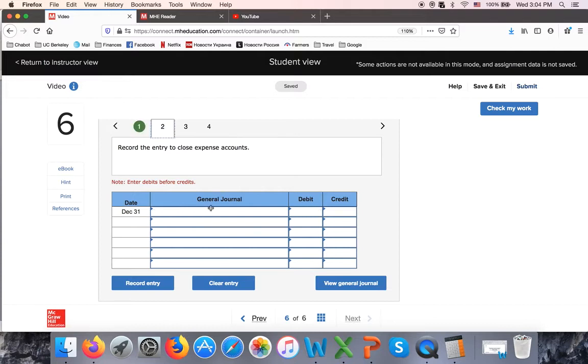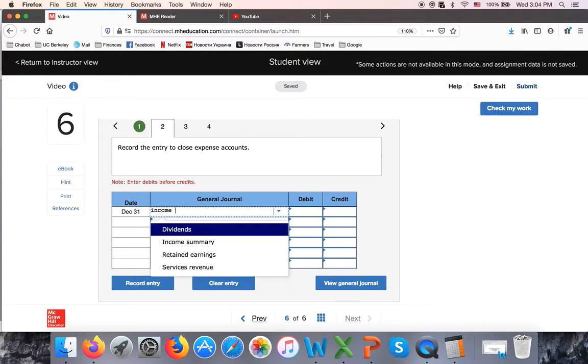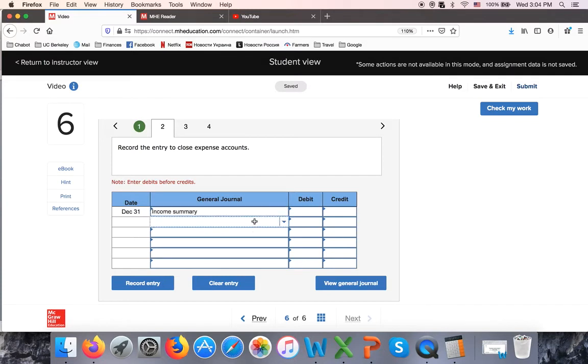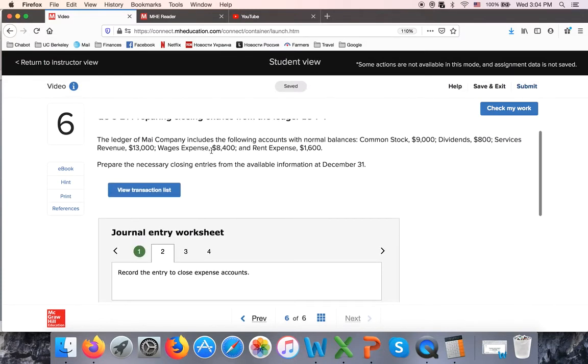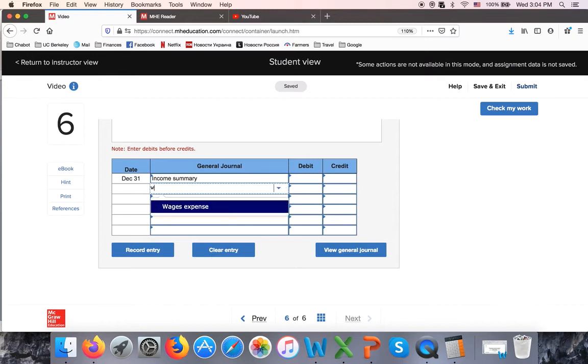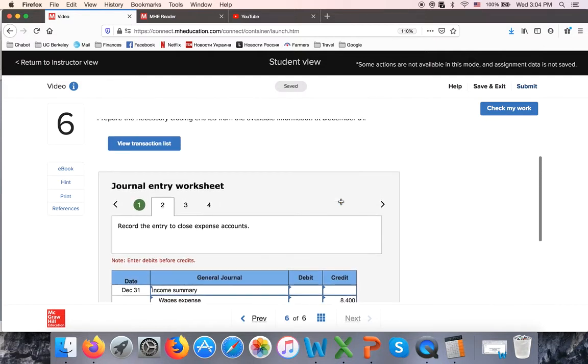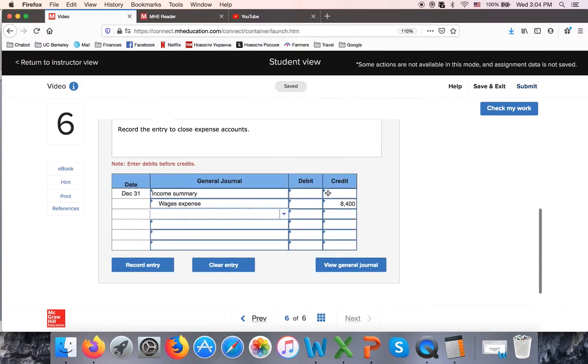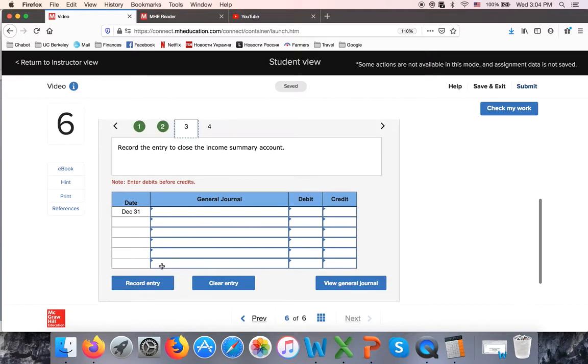Second entry, I have to get rid of expenses. I'm going to move them to income summary. I don't know the amount, and there are two of them. There is wages expense, $8,400, credited, normal debit balance, I credited to make it zero, and rent expense, 1,600. After I list them, I add them together, that's $10,000. All right, record.